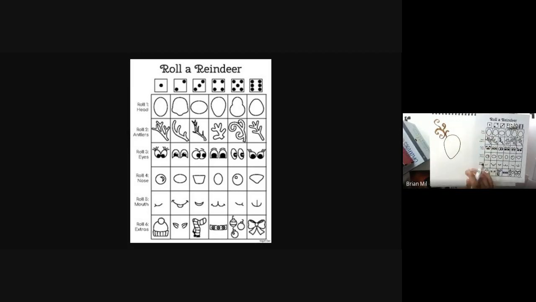So there's one antler, and here's my next one. I'm going to try to make it look kind of similar, I guess. I think I messed up already, though, but that's okay. All right, so those are my antlers for option number 5, actually. So I rolled a 5, and that's what I did. All right, roll number 3 are the eyes. Let's see what we get.